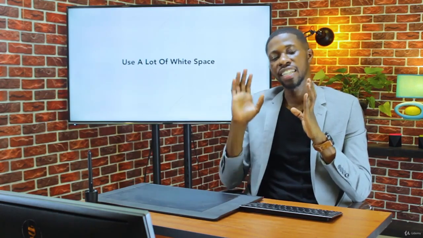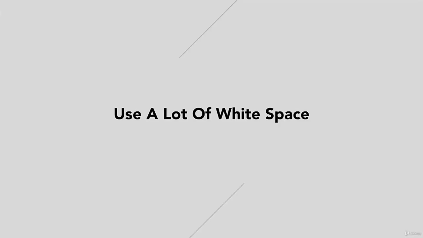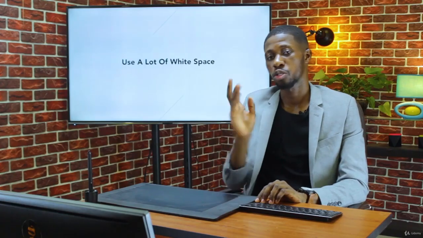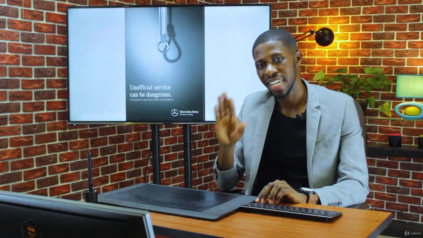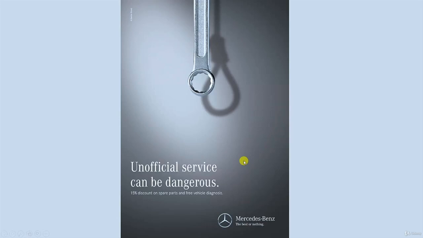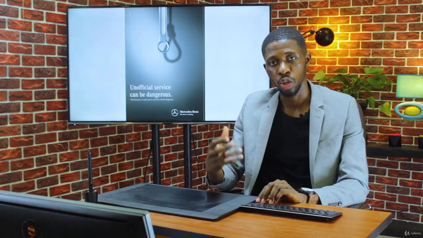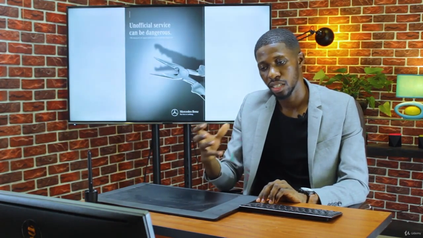So the 10th tip for effective billboard design is to use a lot of white space. And we've already talked about that. Looking at all these designs, the reason why they are very effective is because there's a lot of white space around. So these are all white space. It allows the concept to be strong. It allows people to breathe. All these designs that I showed to you have a lot of white space.